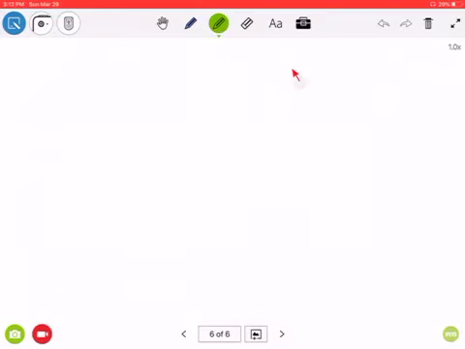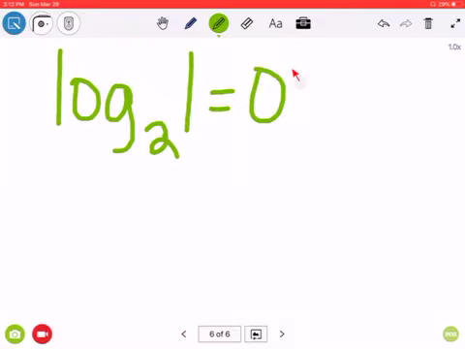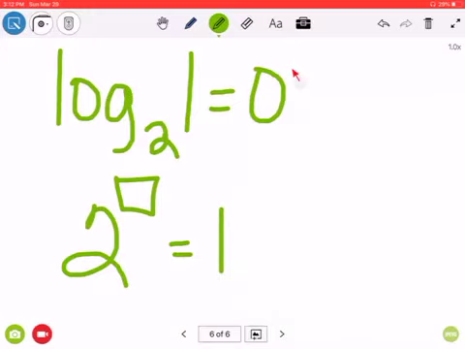Okay, let's take a look at another one. What if you have been given the log form? Okay, log base 2 of 1 equals 0. And then they give you exponential form. Okay, you can pretty much figure out what goes in the box by looking at what's missing. Here's my base, here's my base. The exponent is what's missing.